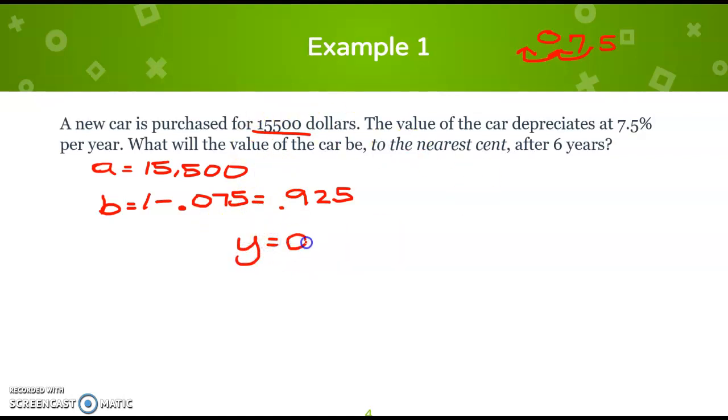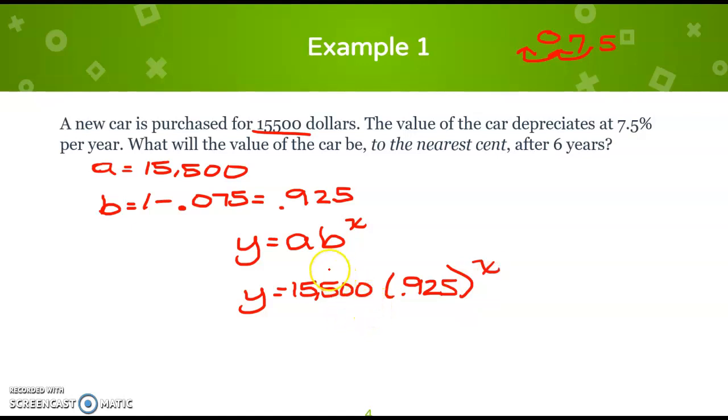So I've got my a and I've got my b, which means I can put it into my formula, y equals a times b to the x power. So it's just going to be 15,500 times 0.925 to the x power. Now, if I want to know the value of the car after 6 years, 6 years is going to be my x. So I'm going to plug that in: 15,500 times 0.925 to the 6th power.